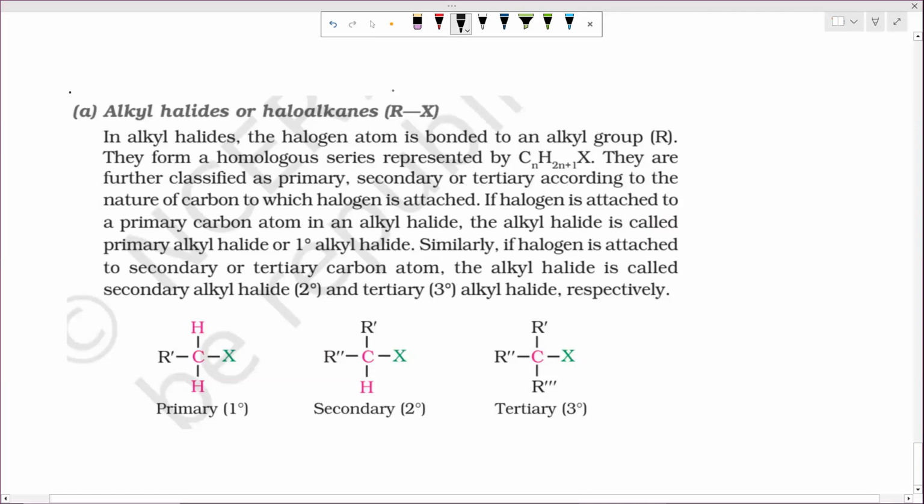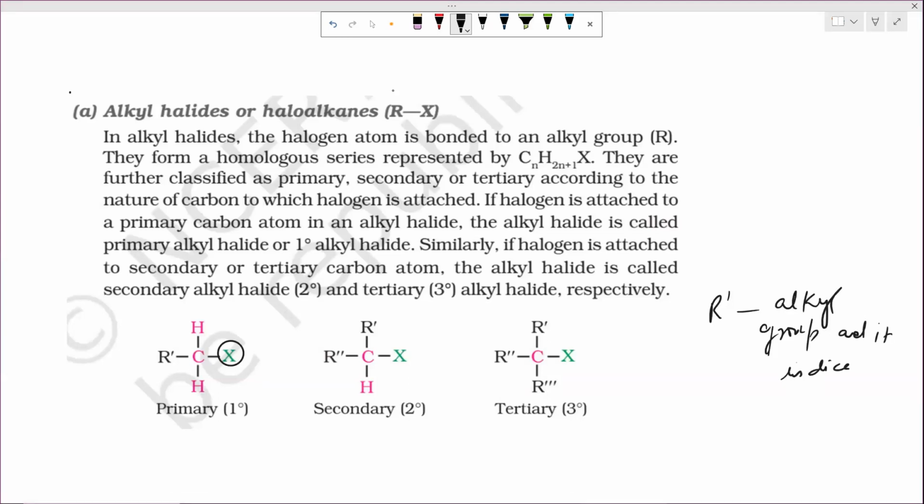Now check the carbon with which the halogen group is attached, and how many carbons are directly attached to it. R indicates the carbon chain. R is an alkyl group, and X indicates the halogen group.